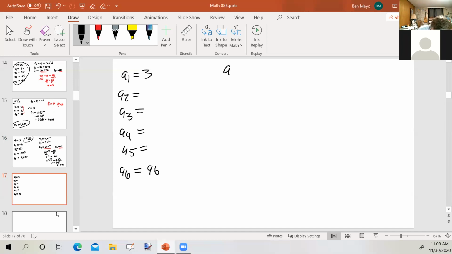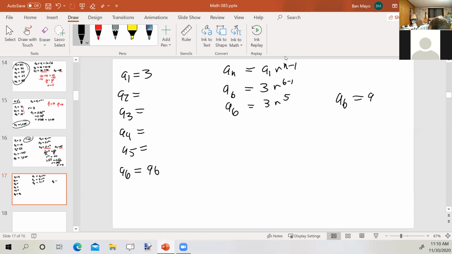We're going to use the fact that a sub n equals a sub 1 times r to the n minus 1 power. So a sub 6 equals 3 times r to the 6 minus 1 power, which is 3r to the 5th. So a sub 6 equals 3r to the 5th, but a sub 6 also equals 96. So this equals that. 3r to the 5th equals 96. Divide both sides by 3. r to the 5th equals 32.